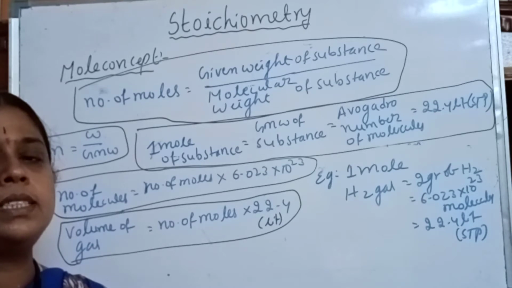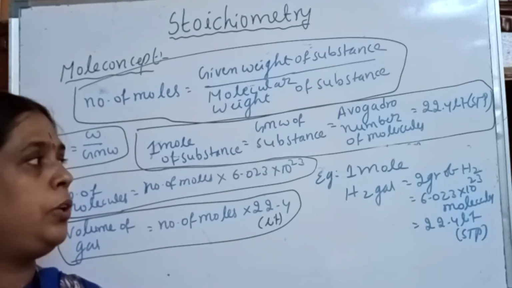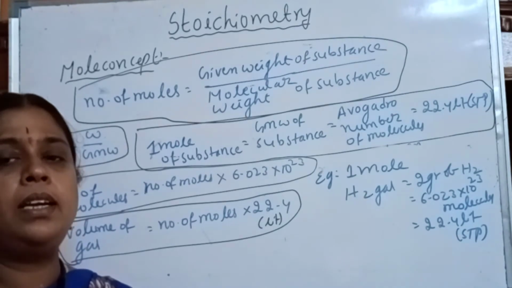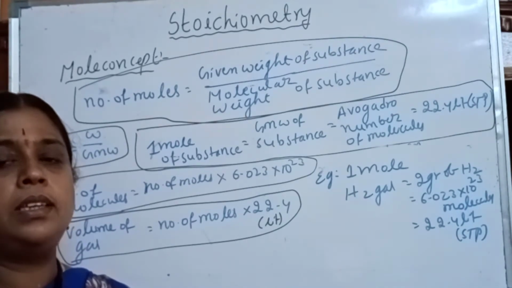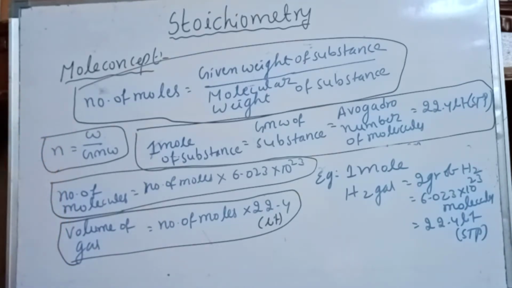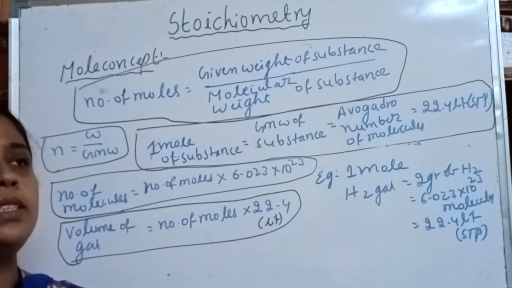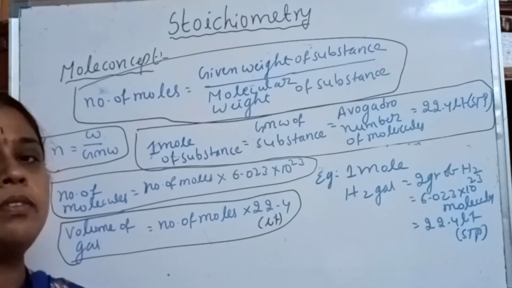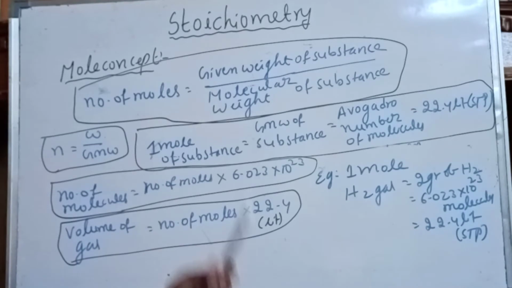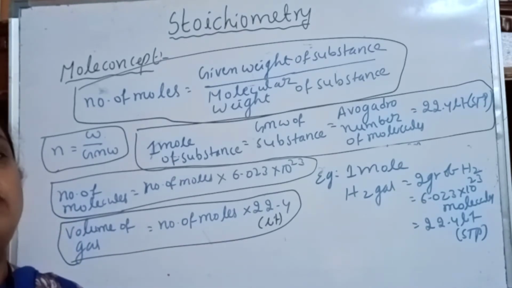Liter is the unit for volume. At which condition? STP. S means standard, T means temperature, and P means pressure. Generally, standard temperature is 273 Kelvin and pressure is 1 atmosphere. 22.4 liters is 22,400 milliliters. So by using this also we can solve easily.